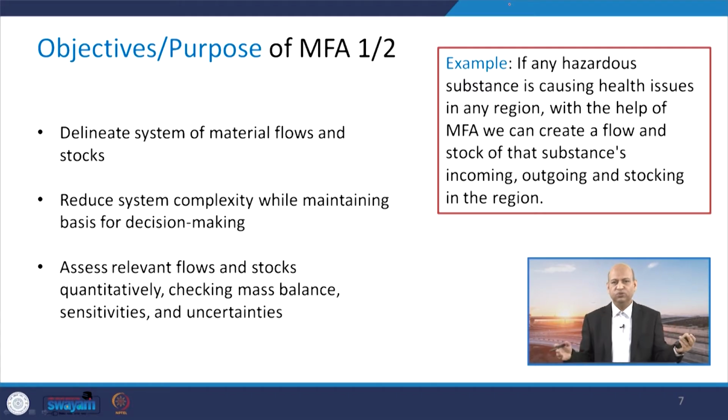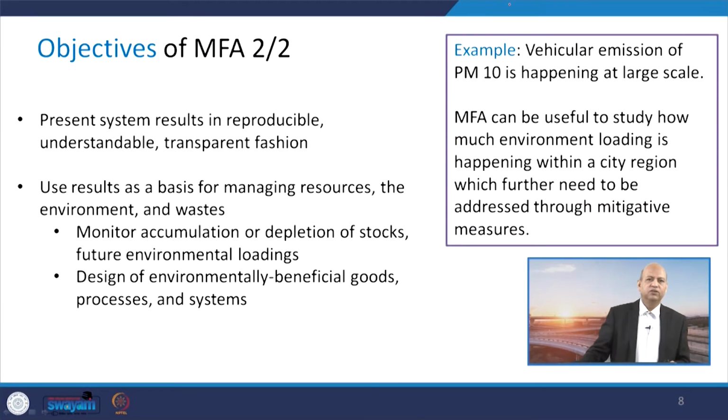There may be 2-3 sources, but because of this material flow analysis you can pinpoint which source is giving more hazardous material, and then you can deal with that, right. Then also it presents systems which are reproducible and understandable because they are based on quantities. So, measurable things always help engineers and scientists to make good decisions.